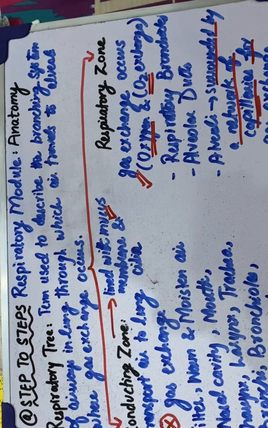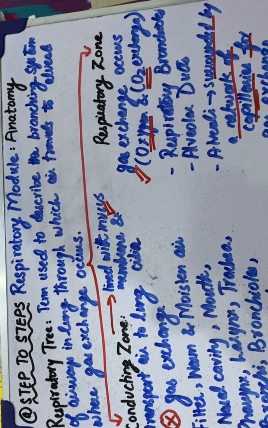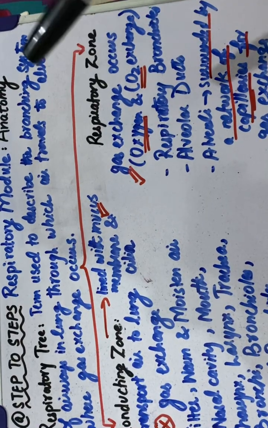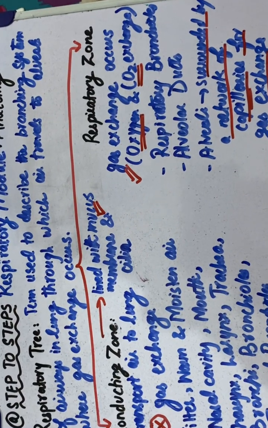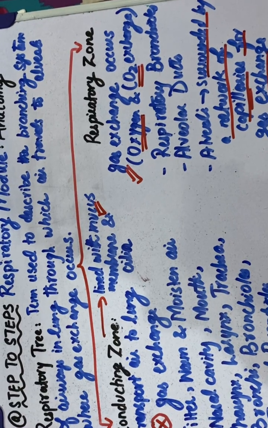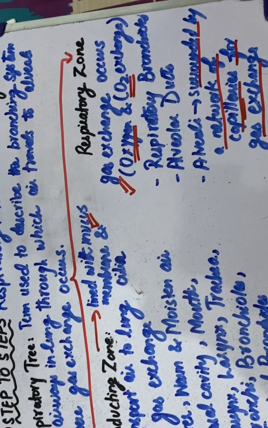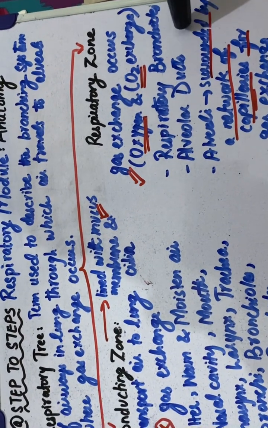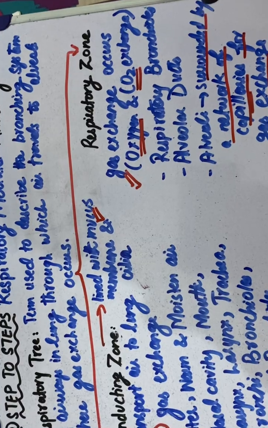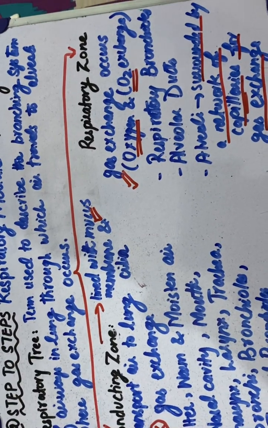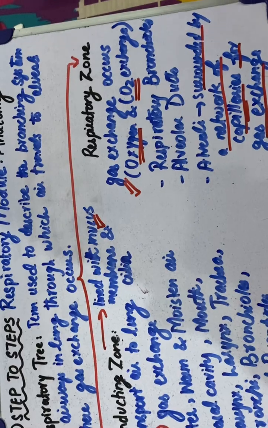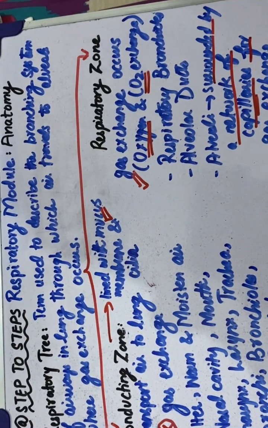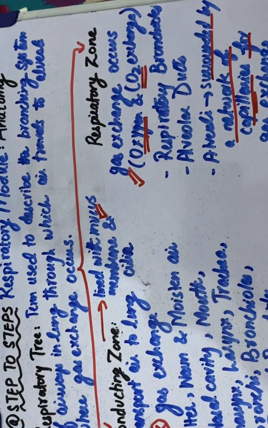If we talk about the histological characteristics of both, the main difference is that the conducting zone is lined by mucous membrane and cilia, which are basically protective agents to protect the body against foreign particle inhalation. And in the respiratory zone, which is primarily a gas exchange zone, the alveoli are surrounded by a network of capillaries, which are present there for optimal gas exchange and diffusion of carbon dioxide into the lungs and the exchange of CO2 with oxygen into the blood.